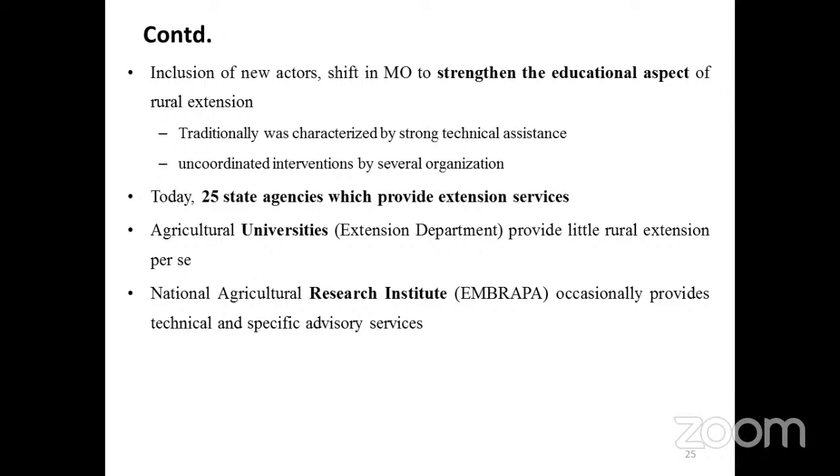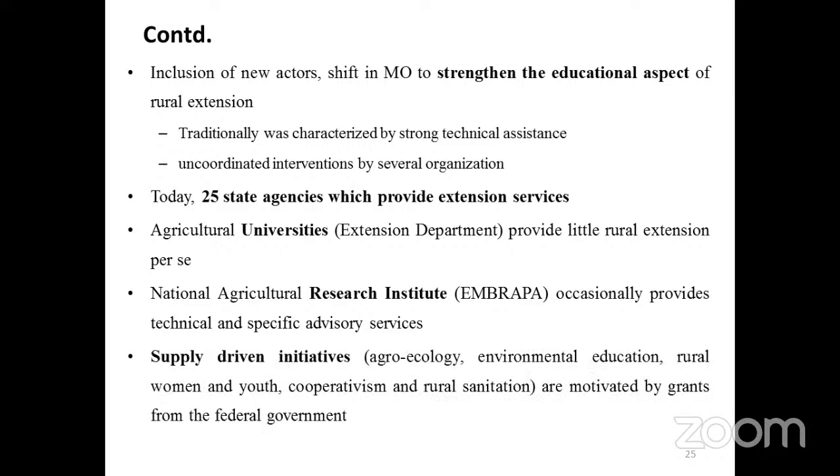Moreover, agricultural universities provide very little extension as such. And they have the National Agricultural Institute also, but again it has a very small role in providing extension services in Brazil. Here it is mostly whatever is demand driven that is provided, meaning farmers themselves try to get those services. Otherwise, the government is mainly focused on supply driven initiatives like agroecology and environmental education.